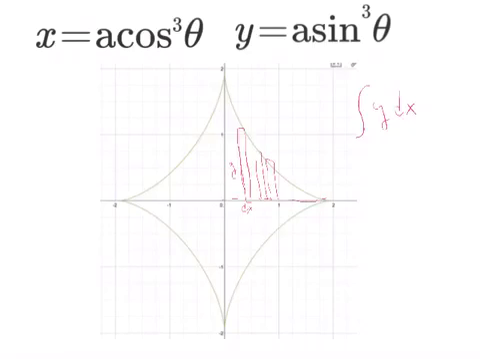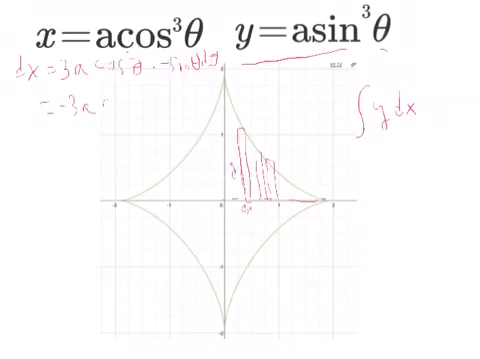And if we look here, well, we've got y right up here. And then we've got x equals a times the cosine cubed of theta. Well, if that's true, then dx is going to equal 3a cosine squared theta times negative sine of theta d theta. Or if we simplify that, negative 3a cosine squared of theta sine theta d theta.